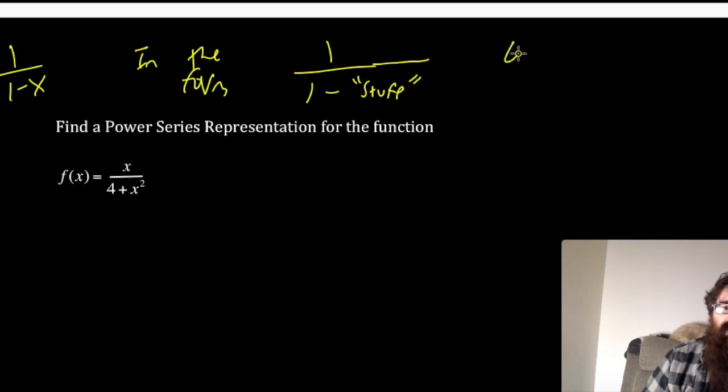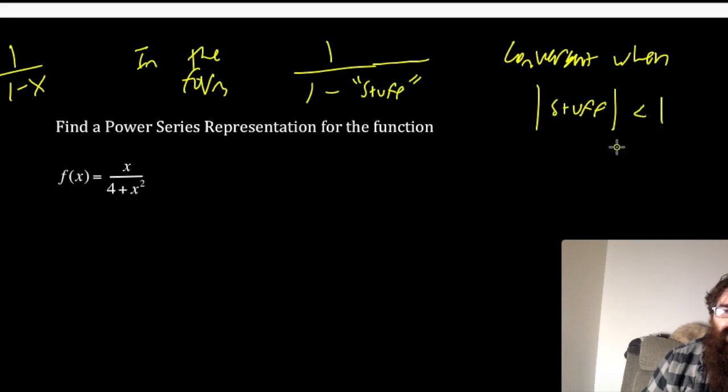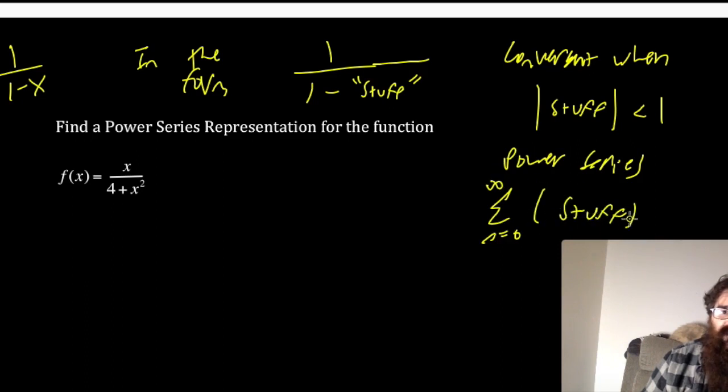And this is going to be convergent when the absolute value of stuff is less than 1. And we're going to be able to build a power series from this. The sum from n equals 0 to infinity of stuff to the power of n. And this is what we're going to be working with. So this is what my goal is.